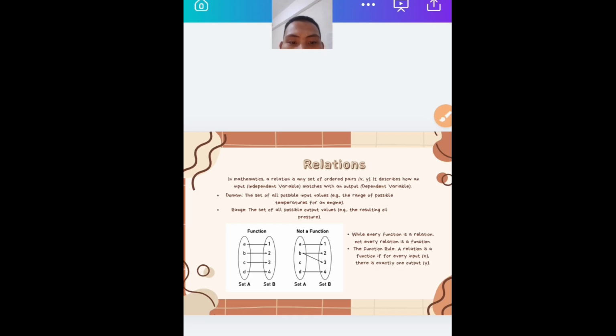The function rule: a relation is a function if for every input x there is exactly one output. So here are examples of a function, set A and set B. The example of a function is 1 to n1, 2 to n2, 3 to n3, 4 to n4. For not a function, set A and set B, it is the same as a function, but 1 to n1, 2 to n2, 2 to n3, 4 to n4. So this is an example of relations.